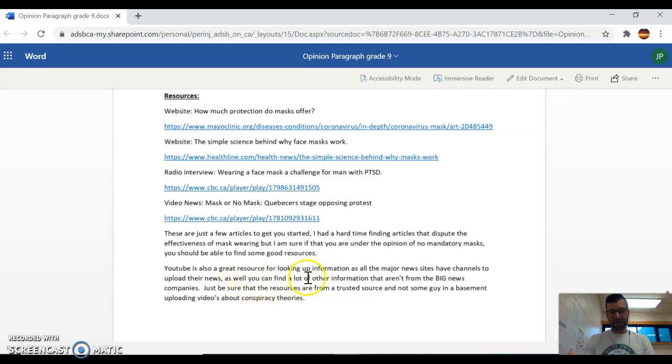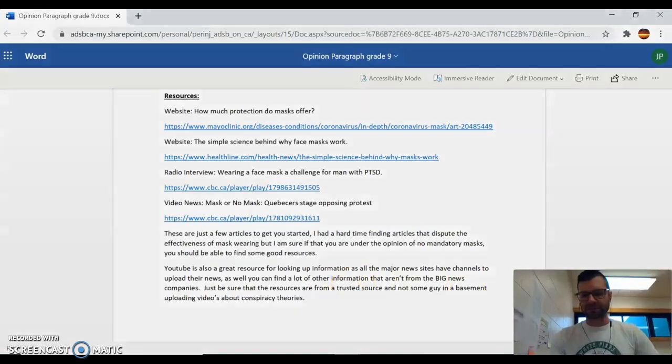And there's also a lot of other information that isn't from the big news companies. Just make sure that it's a trusted resource and just not some guy in a dark, dungy basement uploading videos about conspiracy theories with tinfoil on his head and whatnot. So, I'm sure you should be able to make that judgment for yourself, whether it is a reliable source of information or not.